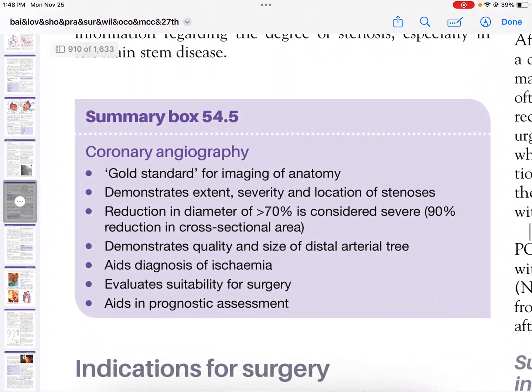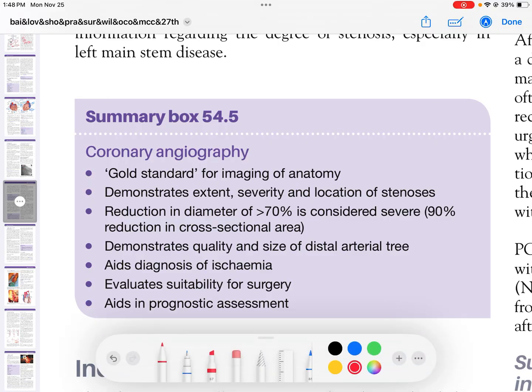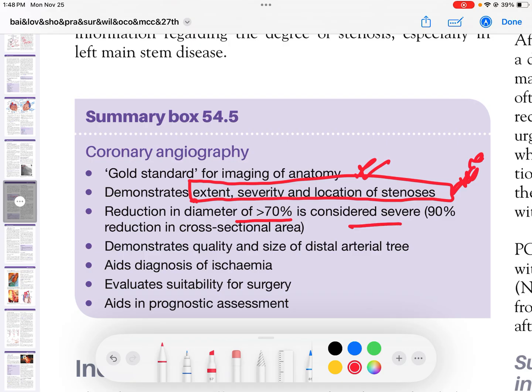Coronary angiography is the gold standard for imaging of anatomy, demonstrates extent, severity, and location of stenosis. Reduction in diameter of more than 70% is considered severe, as is 90% reduction in cross-sectional area. It demonstrates quality and size of the distal arterial tree, aids the diagnosis of ischemia, evaluates suitability for surgery, and aids in prognostic assessment.